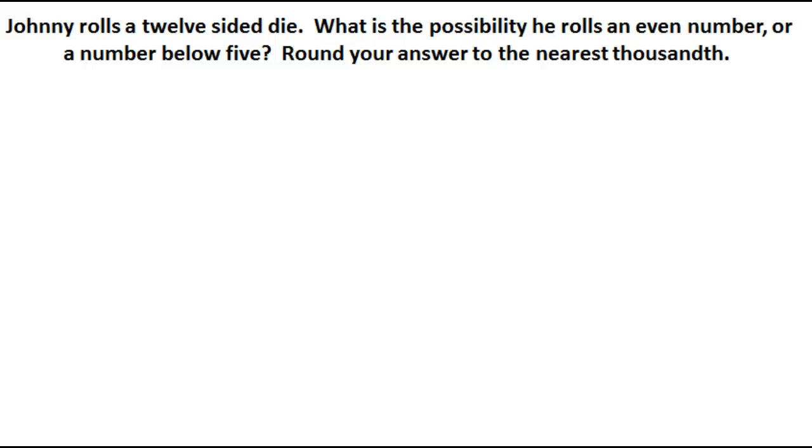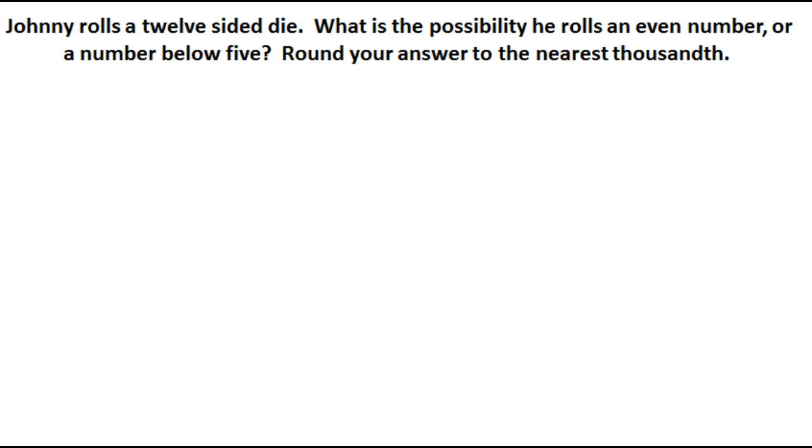We're still dealing with probability. This one says that Johnny rolls a 12-sided die. We're trying to find out the probability that he rolls either an even number or a number below 5, and it can be either of those, and that's going to become important. Okay, so we want to round our answer. That just means that we need to convert it to a decimal, basically.